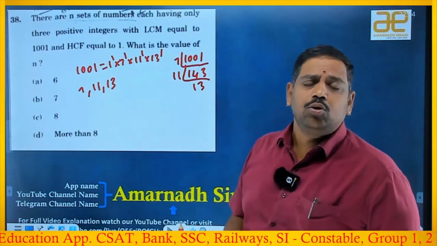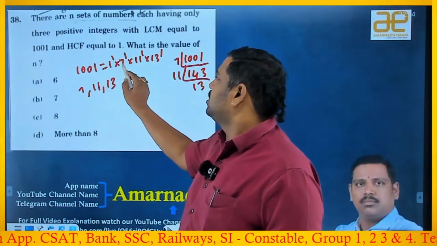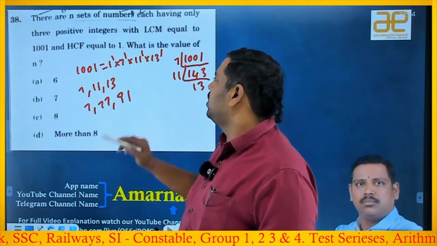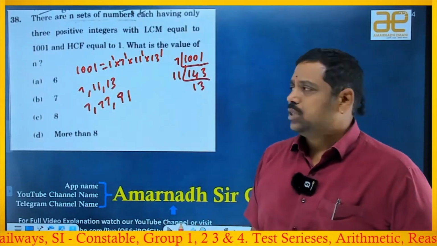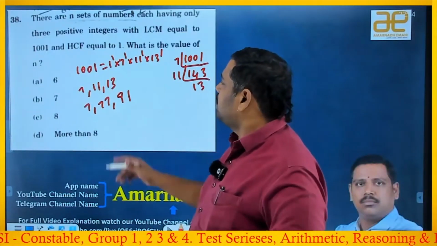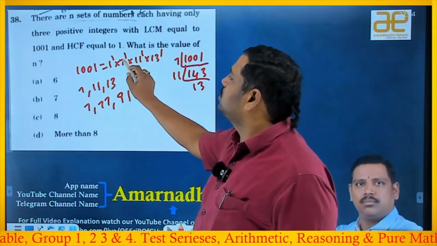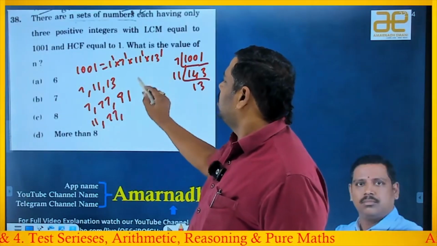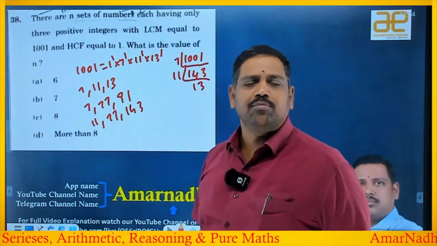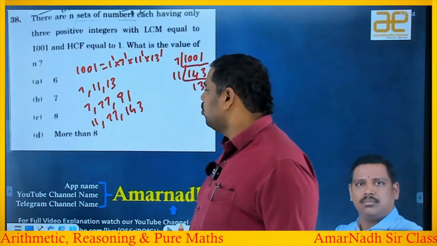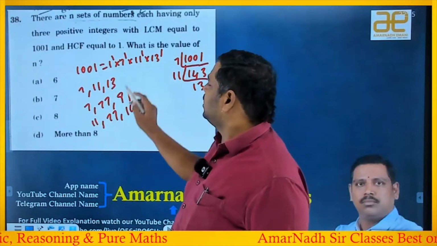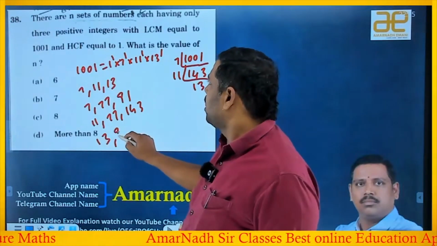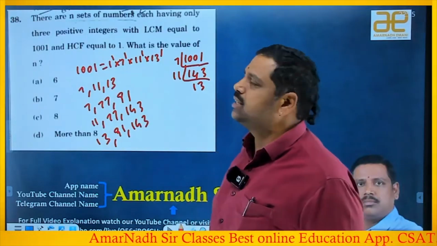Two numbers product if I take: 7 into 1, 7 into 11, 7 into 13. Yes, these will work. So next one, why should I take 7 into 1, 7 into 11 and 7 into 13? Always with 7. Go with 11: 11 into 1, 11 into 7, 11 into 13. Yes, its LCM will also be the same. Now take 13: 13 into 1, 13 into 7, 13 into 11. This one also you will get the same.